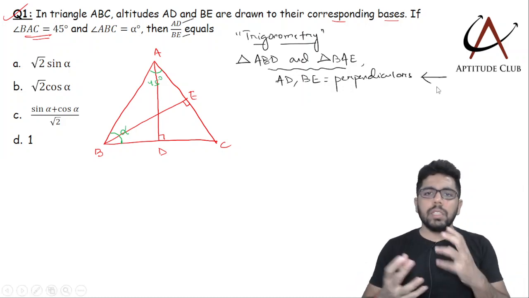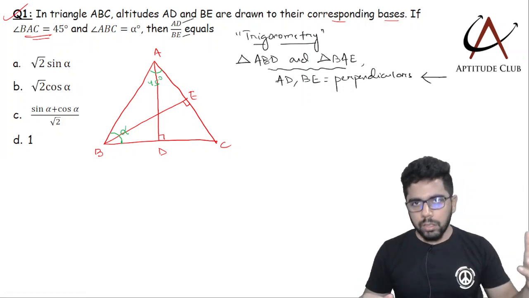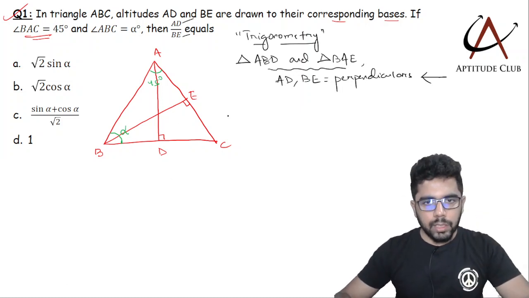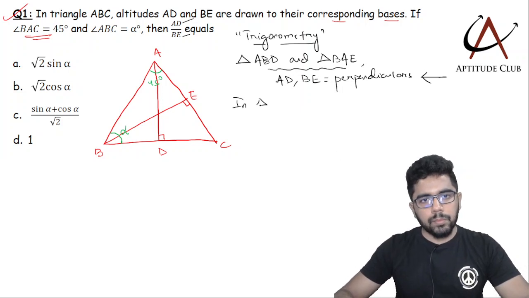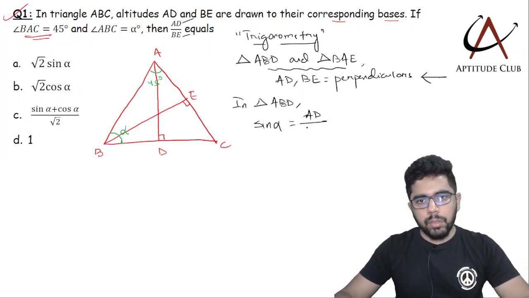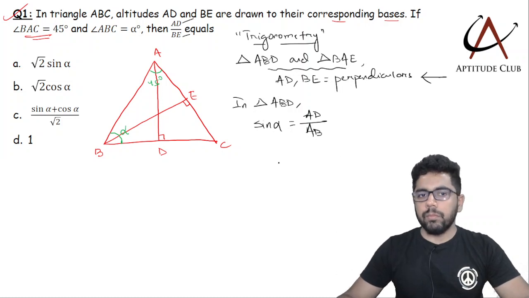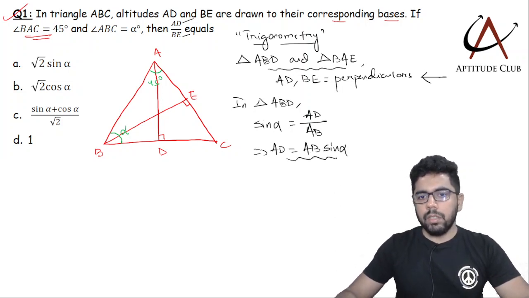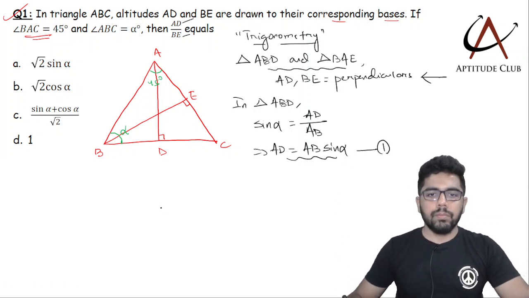So which trigonometric ratio will involve perpendicular? Sine theta or sine alpha. So if I take sine in both triangles, first in triangle ABD, I can write sine of alpha. It is like AD by AB, perpendicular by hypotenuse. Or I can write AD is basically AB sine alpha. Let this be my result 1.